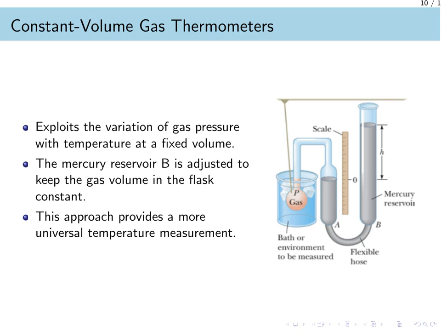A constant volume gas thermometer offers a more universal approach to measuring temperature. This device exploits the fact that the pressure of a gas varies with temperature when its volume is kept constant. As shown in the diagram, a gas-filled flask is immersed in the environment to be measured. To ensure the volume remains constant, the mercury reservoir, labeled B, is adjusted up or down until the mercury level in column A returns to the 0 mark. The difference in height, labeled H, between the two mercury columns allows us to calculate the gas pressure. Because different gases behave very similarly at low pressures, this method provides a much more consistent standard than liquid-based thermometers.